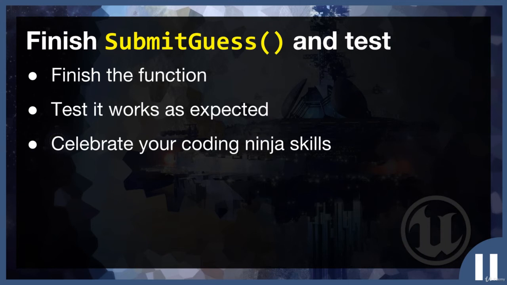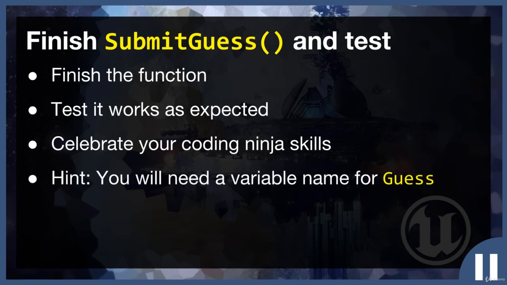But before I leave you to it, I just want to point out that you are going to need a variable name for guess. So when we defined the function submit guess, we didn't put the word guess on the end, so therefore the f string coming in does not have a name. So let's add that name as part of the challenge.